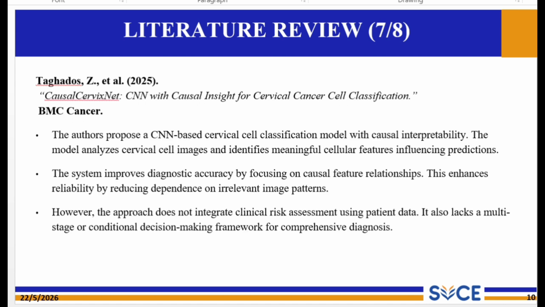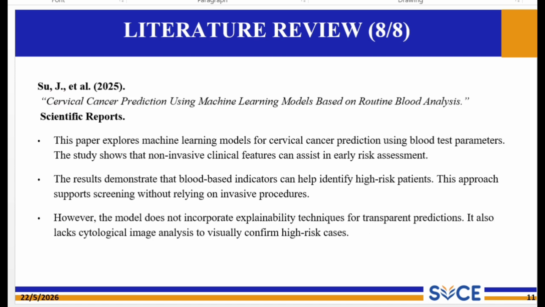This paper introduces a CNN-based cervical cell classification model with causal interpretability. Although it improves image classification reliability, it does not include clinical risk assessment or multi-stage decision making. This study uses machine learning models for cervical cancer prediction based on blood analysis. The approach supports non-invasive screening, but it lacks explainability and cytological image analysis.